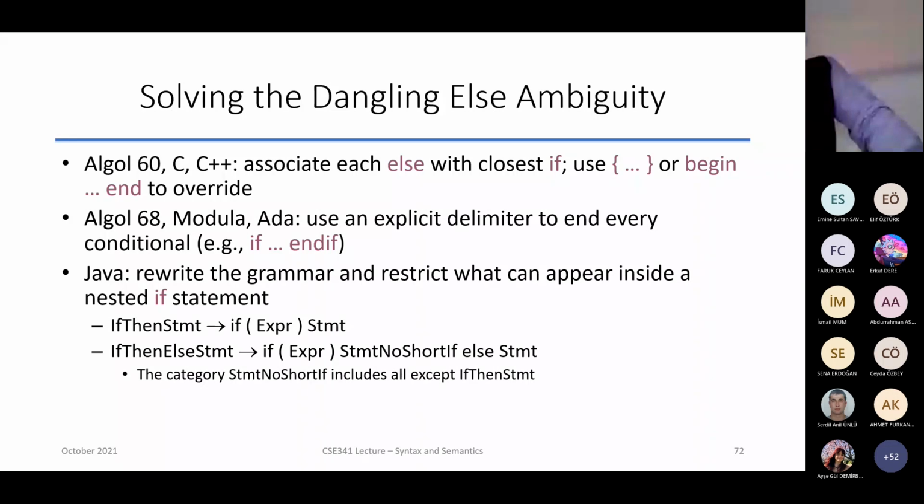Java rewrites the grammar and restricts what can appear inside a nested if statement. So it says, okay, there is an if-then statement, and there is an if-then-else statement. So it has two different rules to define two different statements. It treats them as two different statements, and it resolves the dangling else ambiguity that way.